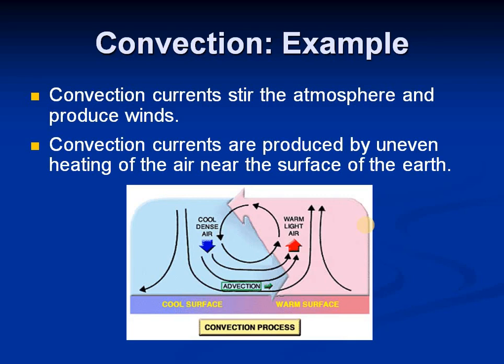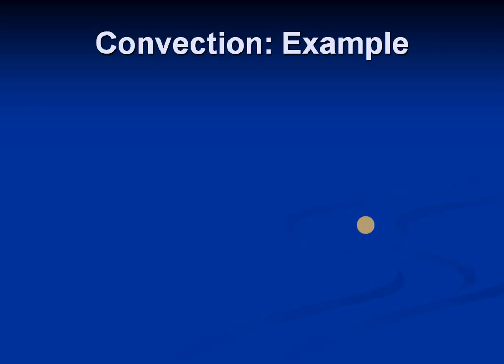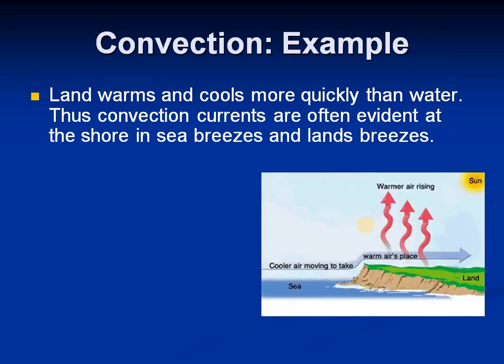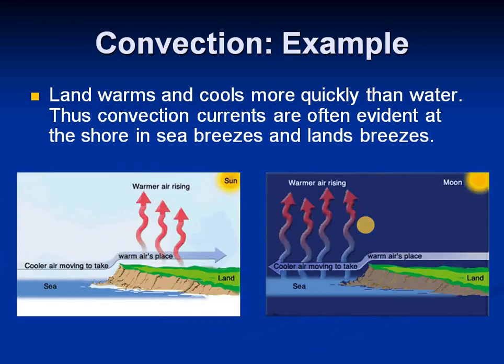You might have studied land breeze and sea breeze in your previous classes. Land warms and cools more quickly than water, thus convection currents are often evident at the shore in sea breeze and land breeze. So you might have seen this diagram.